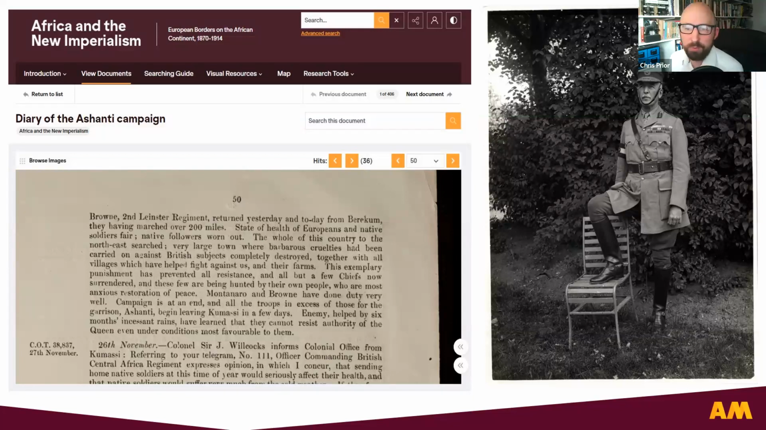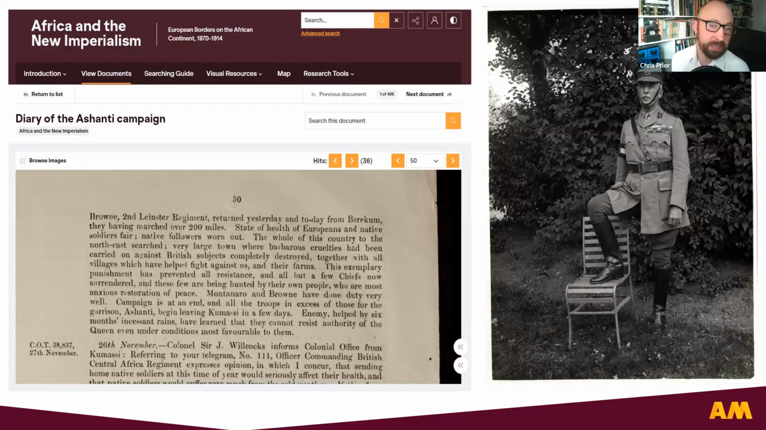On the 24th of November 1900, Willcocks reported from Kumasi back to the Colonial Office in London. He's reporting that resistance against the British has ended. Areas where, and I quote, "barbarous cruelties had been carried out against British subjects were completely destroyed, together with all villages which have helped fight against us and their farms. This exemplary punishment has prevented all resistance."